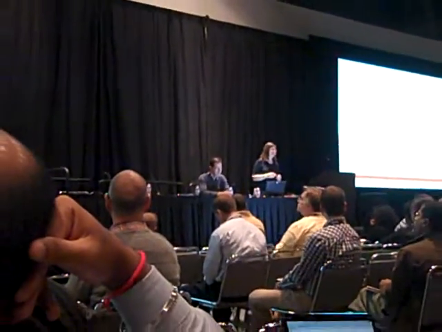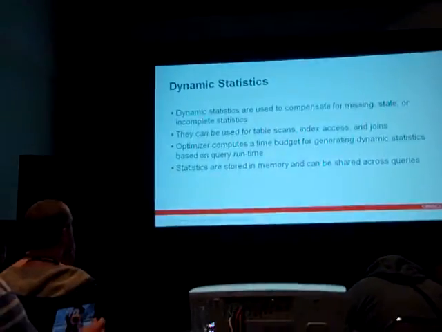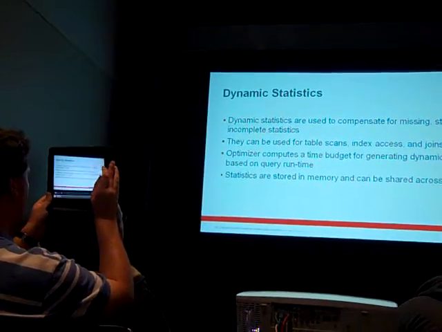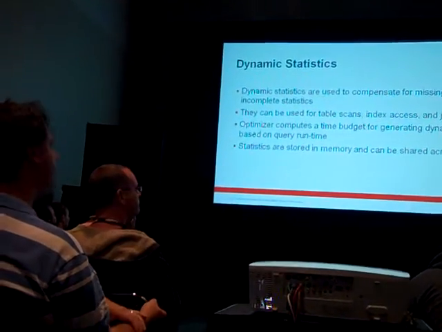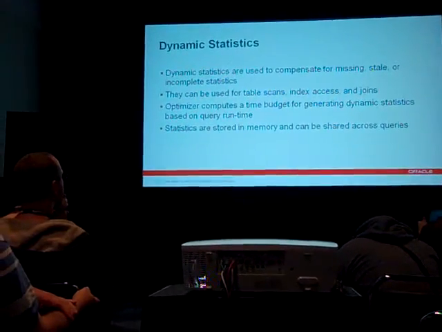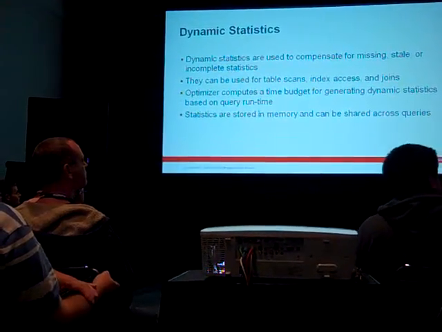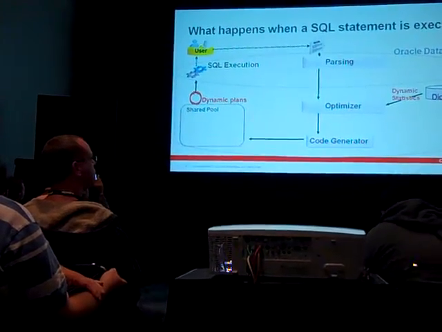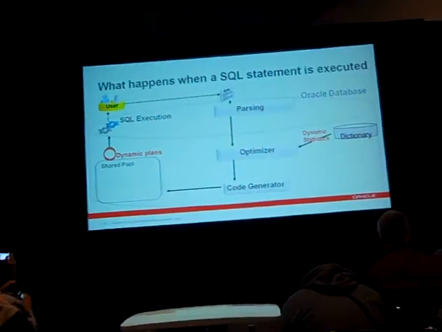So as I said, these dynamic statistics are going to be used to compensate for missing as well as stale or incomplete statistics if we get these complex queries coming in. They can be used to determine the access methods as well as the join types. As somebody asked earlier on, what is the size of the sample and all of that good stuff? It is determined by us automatically. We are given a budget for how long, based on the complexity of the query, we should take to gather this information. And as I said, they are stored in memory so that they can be shared across the other queries that are on the instance. But if that instance does go down, that information is lost.